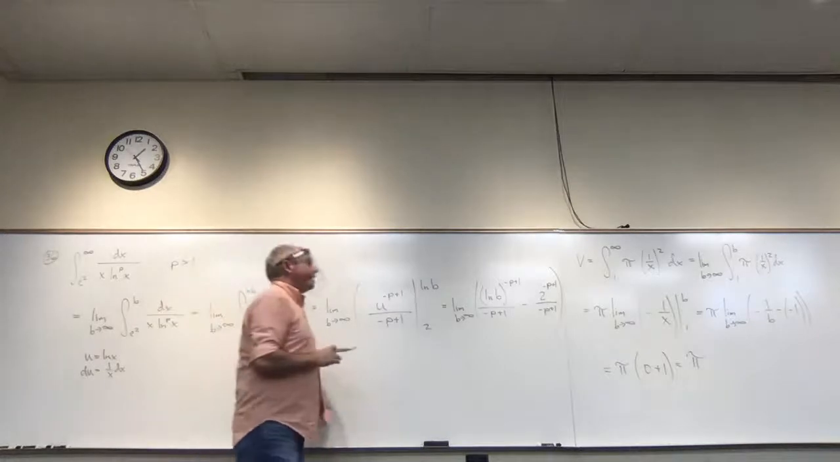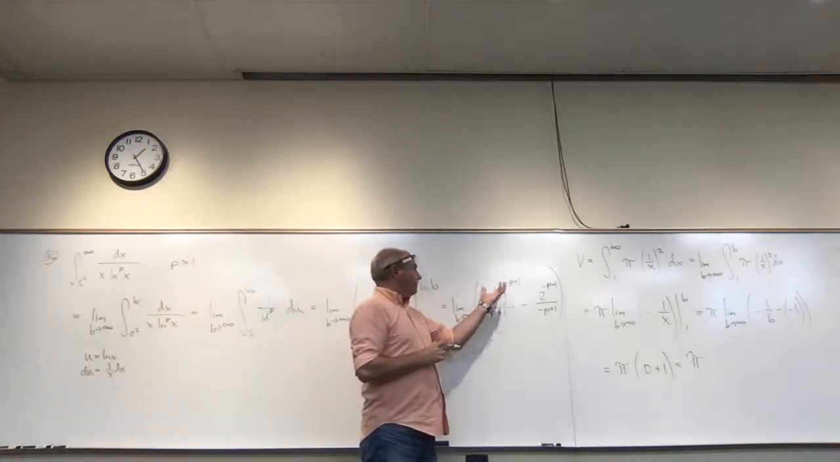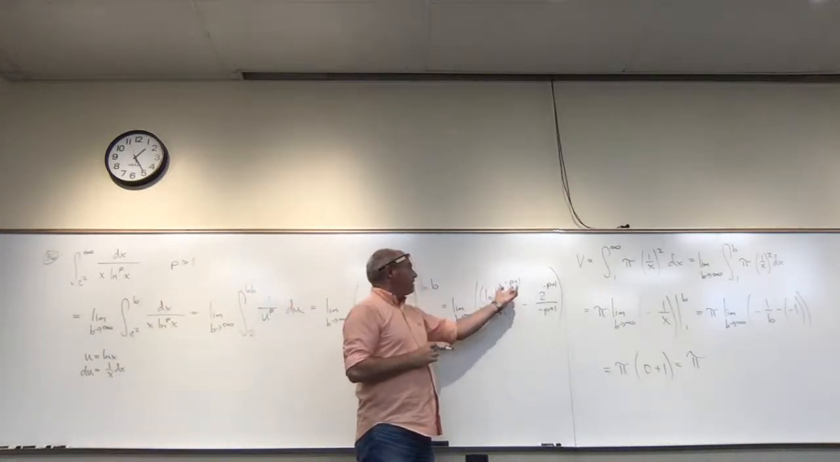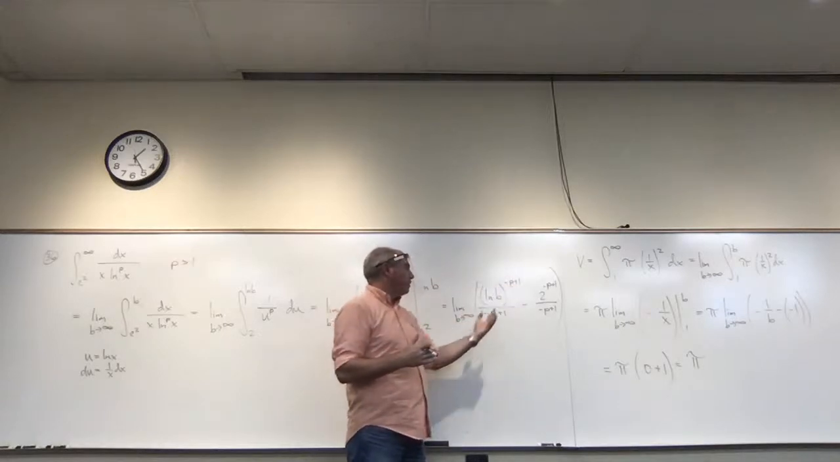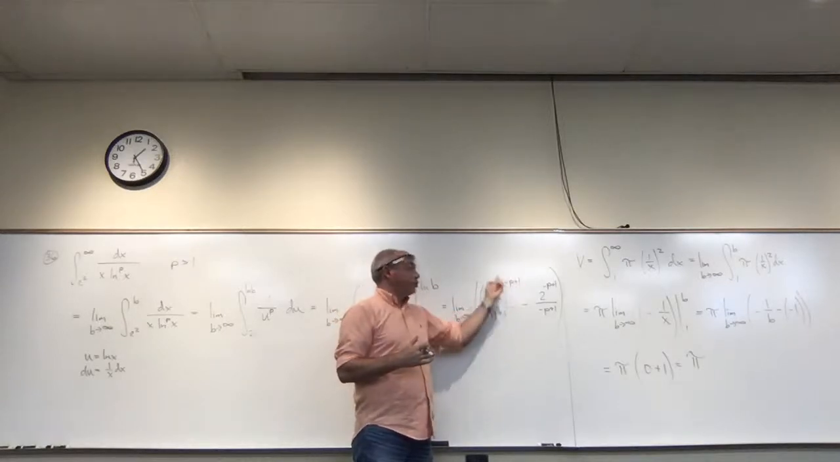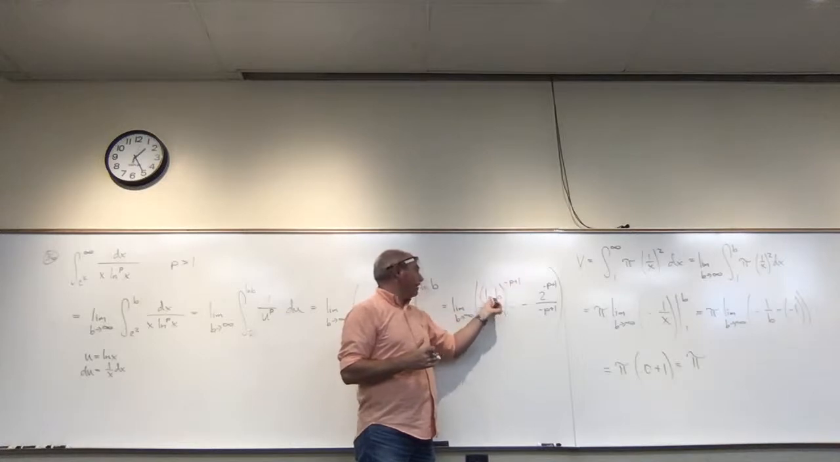Okay, and why it's so important to remember that this really lives on the bottom. Like, let's say that p was 3. Then this would be negative 2, and this would be ln of b squared on the bottom.